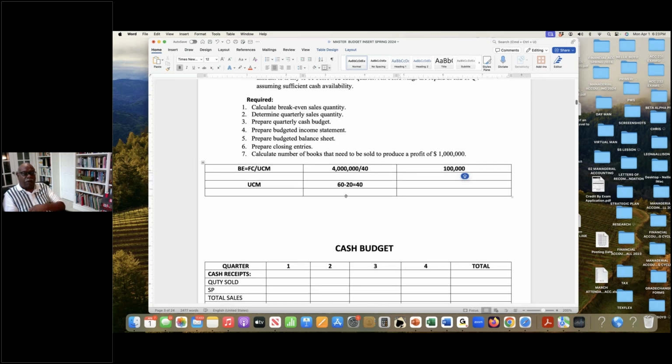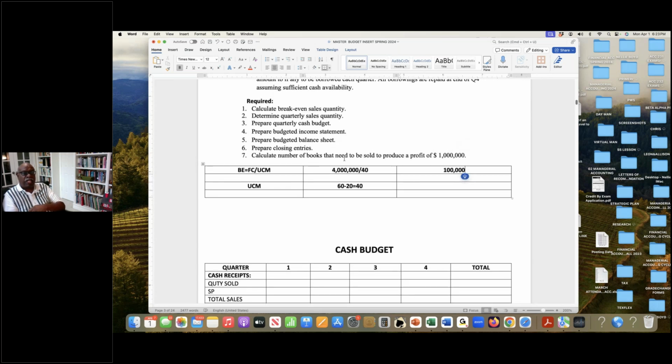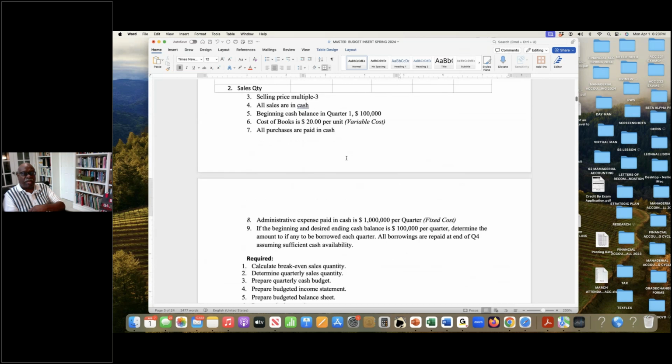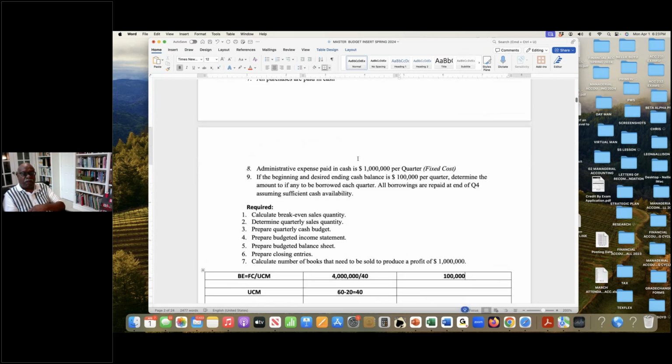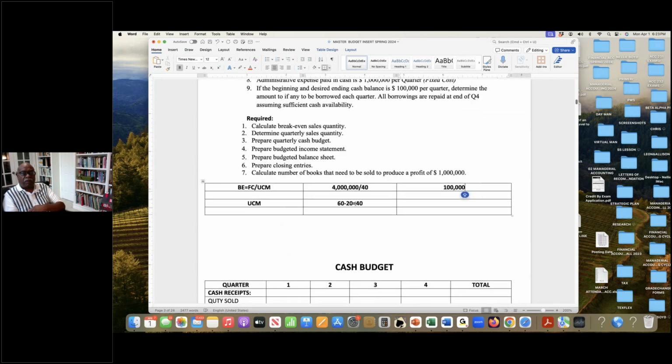Okay. Our cost of the books were $20 each. Remember that? The selling price multiple was 3. So if the books cost 20, we will sell them at 60. So the contribution margin, how much each book contributes to our fixed cost and profit, is $40. Do we see that?